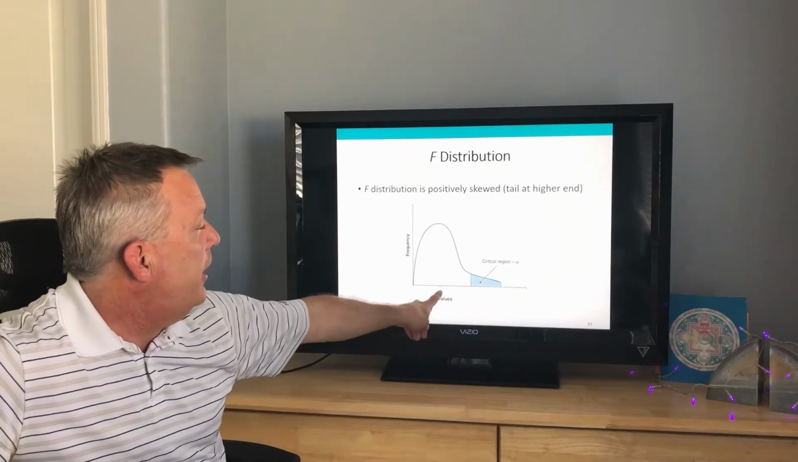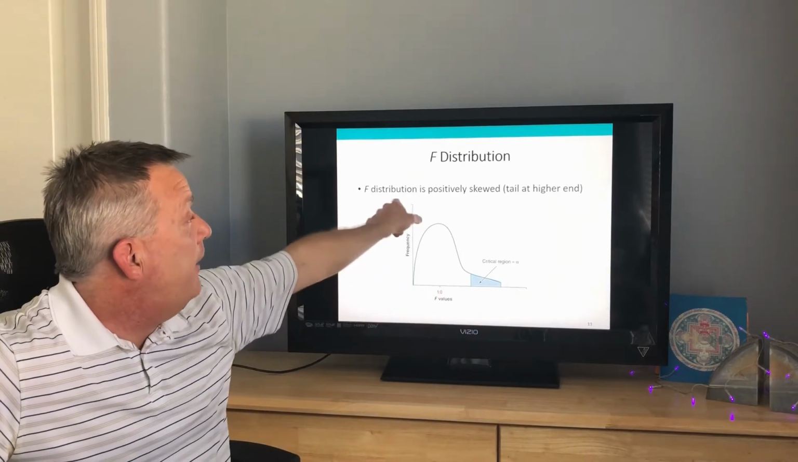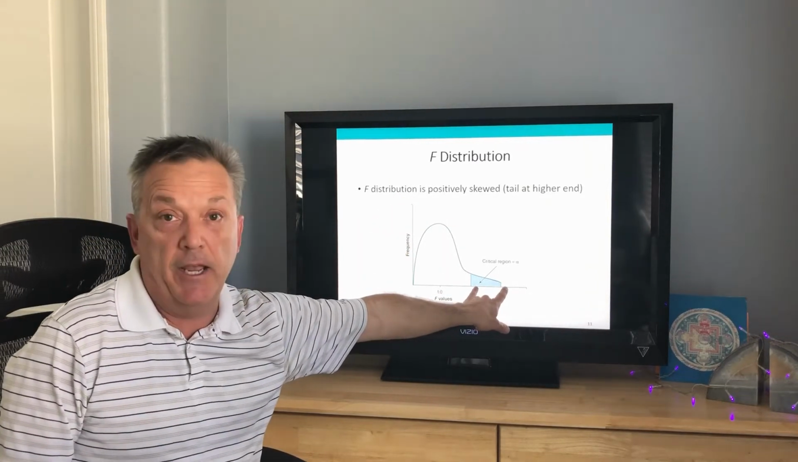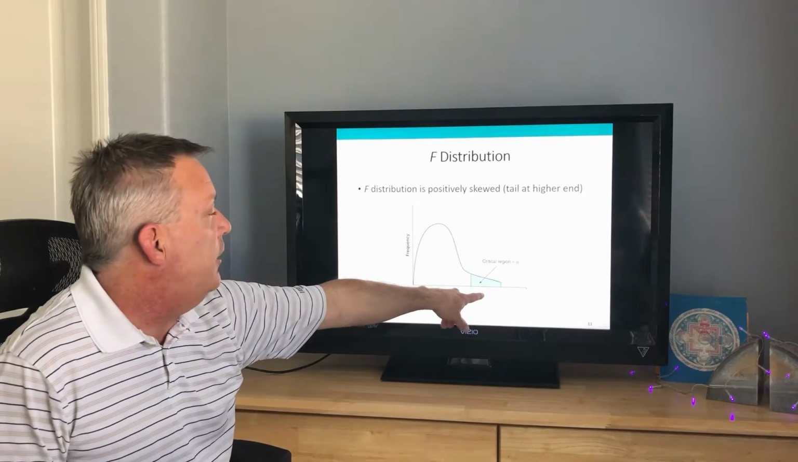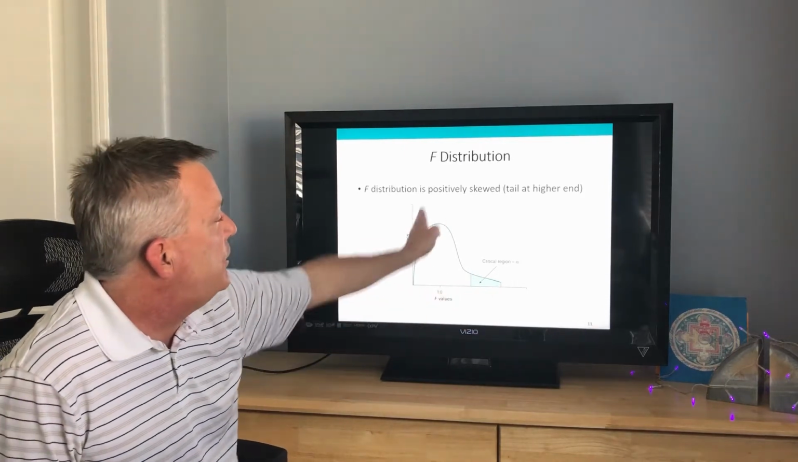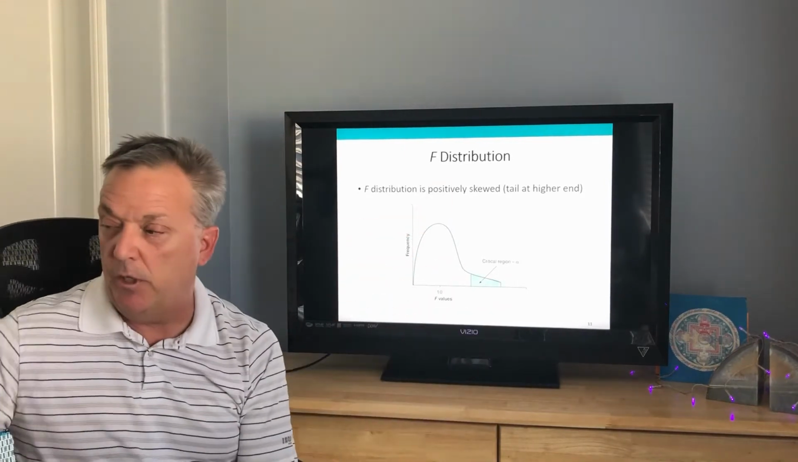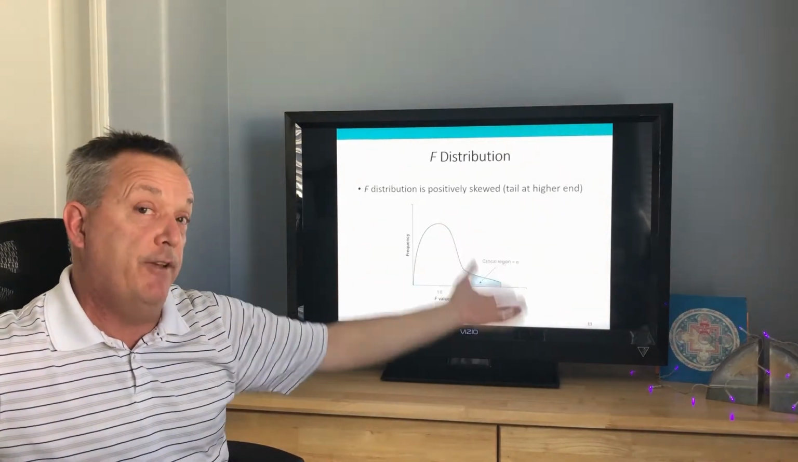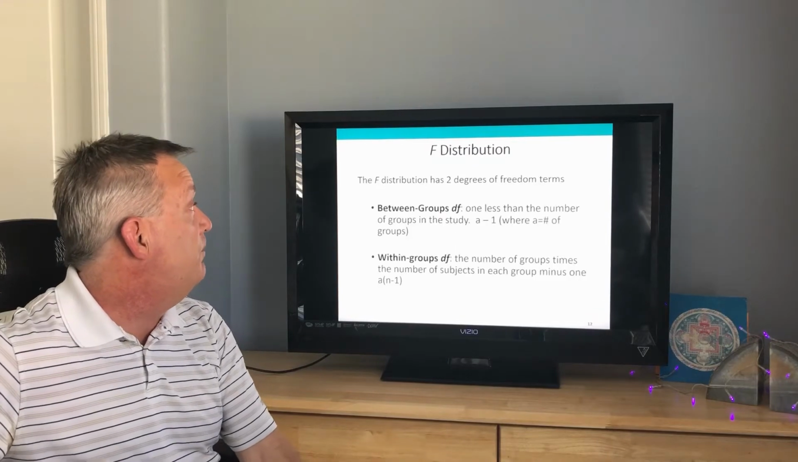And as you can kind of see right here, starting point right here, the F distribution is positively skewed. Remember, the tail is at the higher end of the values right here, critical region there. But as you can see, it's positively skewed, and F starts at 1.0, and that's because we use the variance instead of standard deviation.